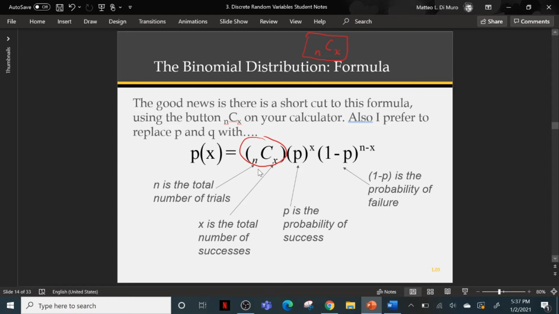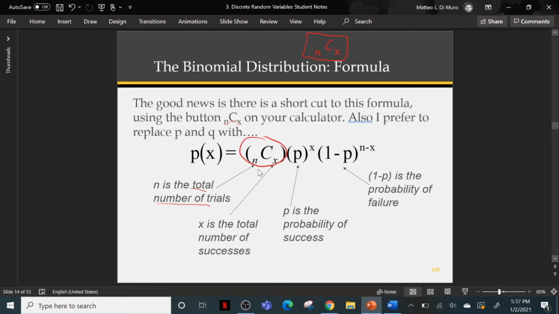You just have to plug in n, which is the total number of trials. So if I say I'm doing this experiment 100 times, n would be 100, and x is the total number of successes. So if I'm looking for 20 successes, then you'd plug in 20 here. If you need help using this button, we can talk about it on Zoom, but it is important to locate it on your calculator. Usually there are 2 or 3 different ways this button works, but usually you plug in n first, then you hit this button, then you plug in x, and then you hit equals, and it'll calculate it for you and give you a number.